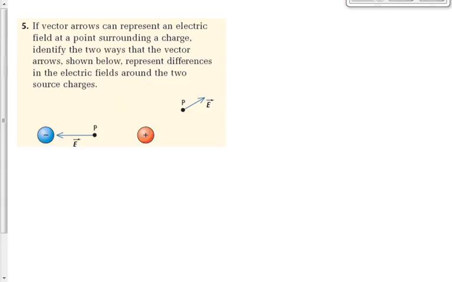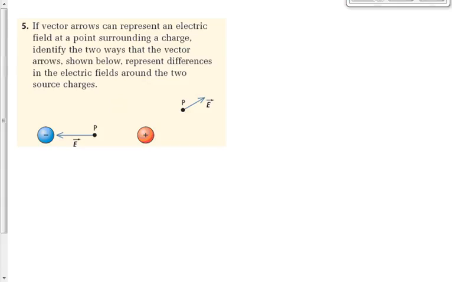It says, if vector arrows can represent electric field at a point surrounding a charge, which of course they can, because vectors are quantities with both magnitude and direction. So of course an arrow can represent the electric field. Identify 2 ways that the vector arrows shown below represent differences in the electric fields around the 2 source charges.